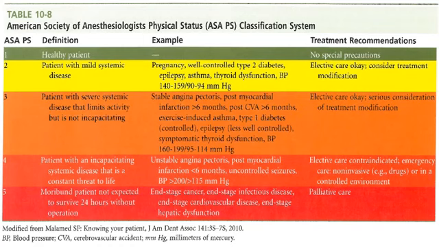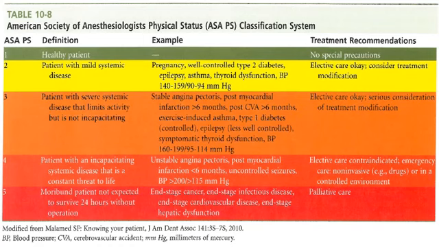Let's start with the healthy patient as class 1, where no special precautions are needed, and patients with mild systemic disease of class 2, like pregnancy and well-controlled type 2 diabetes mellitus. Here the elective care is okay, but some treatment modifications might be considered.